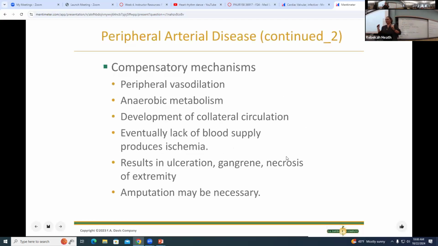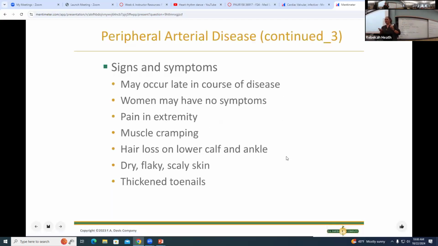The symptoms, usually you don't have symptoms till later in the disease, once it's kind of already established. Women oftentimes, again, have no symptoms, shocker, right? But usually it's pain, muscle cramping. When you look at the leg, I want you to think in the periphery where you have peripheral arterial disease, it's usually from the knee down.